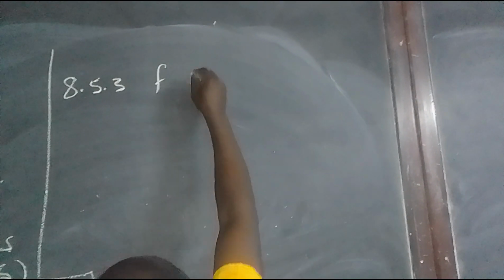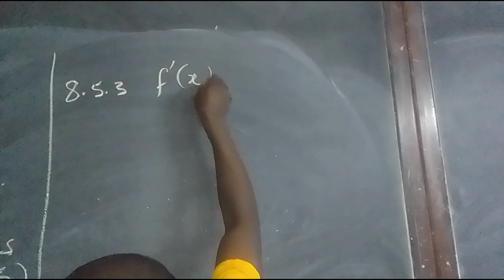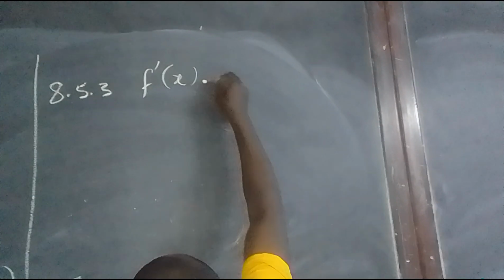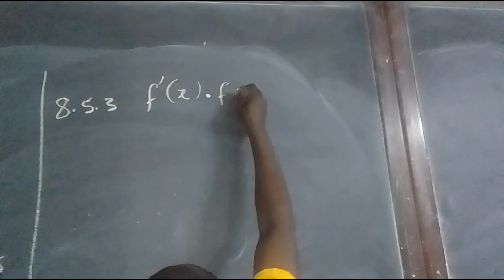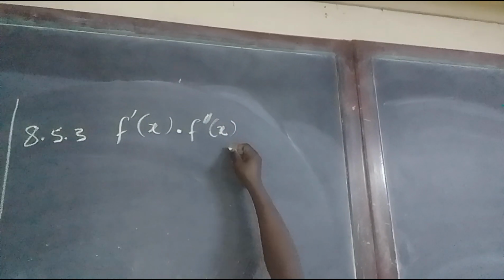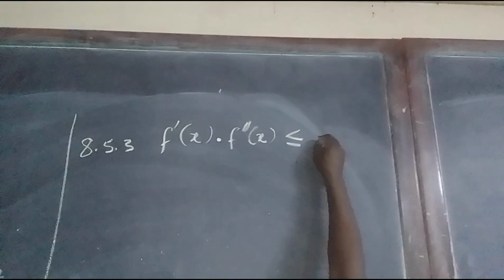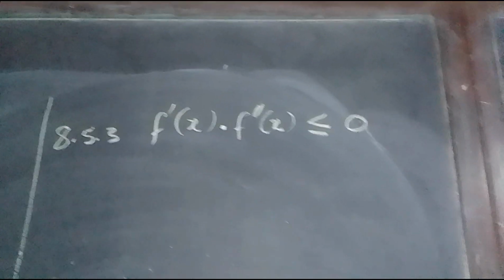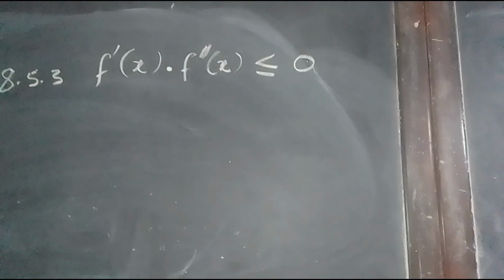The last one, 8.5.3: f(x) times f'(x) is less than or equal to 0.